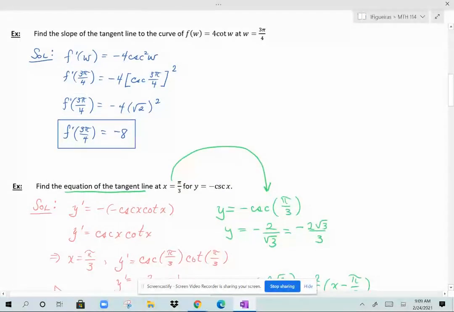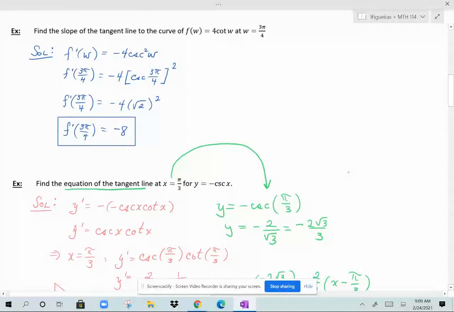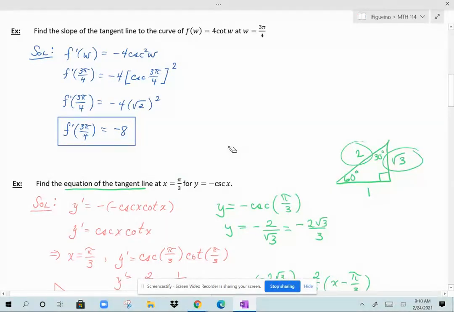So negative cosecant of pi over 3 is a 60-degree angle. And so again, this is another triangle that we should know. Opposite of 60 is root 3, opposite of 30 is 1, and then we have our hypotenuse of 2. And cosecant, as I mentioned in the last problem, is the reciprocal of sine. So that's going to be hypotenuse over the opposite side. So that's why I get 2 over root 3, but there's a negative in front of the function. So it's negative 2 over root 3. And if you rationalize it by multiplying numerator and denominator by root 3, you'll get that your y value, or the second coordinate of the point, is negative 2 root 3 over 3.